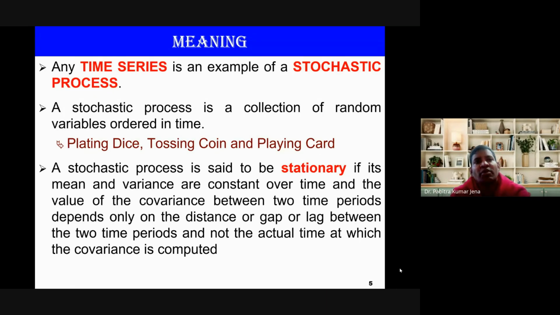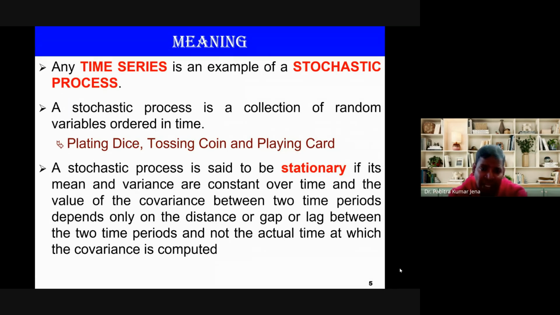So from the technical point of view, the first property of a stationary stochastic process is that the mean should be constant, the variance should be constant, and the covariance should be independent of the time lag. So expectation of u equals constant, expectation of u square equals constant, and expectation of u_i u_(i+k) is not equal to 0.